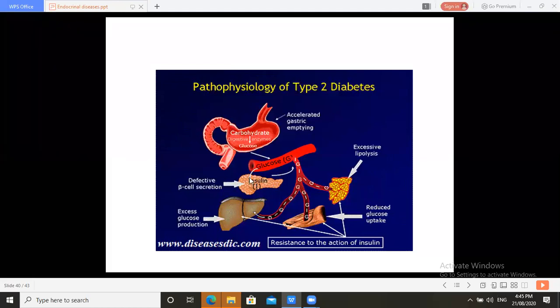So here the cells are defective. The excess glucose reaches various organs. It could not get stored due to insulin resistance, because defective beta cell secretion is there, and resistance of insulin is also there. So both of these two things cause this.